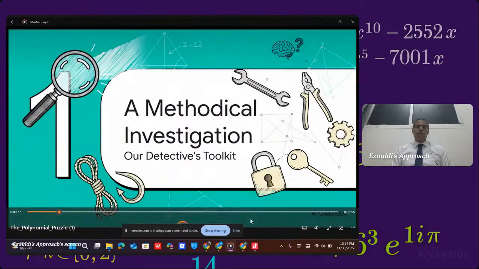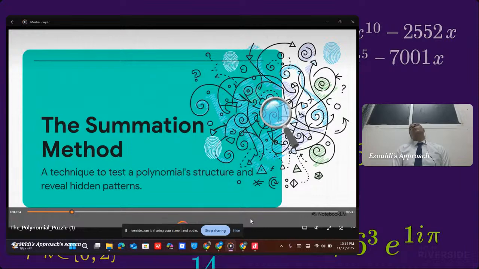Now, any good detective knows you can't just charge in headfirst. We're not going to try to solve this with brute force. No, no. We've got to be methodical. We have a special set of tools, an investigative technique that lets us poke and prod at this thing until we find its hidden weak spot.